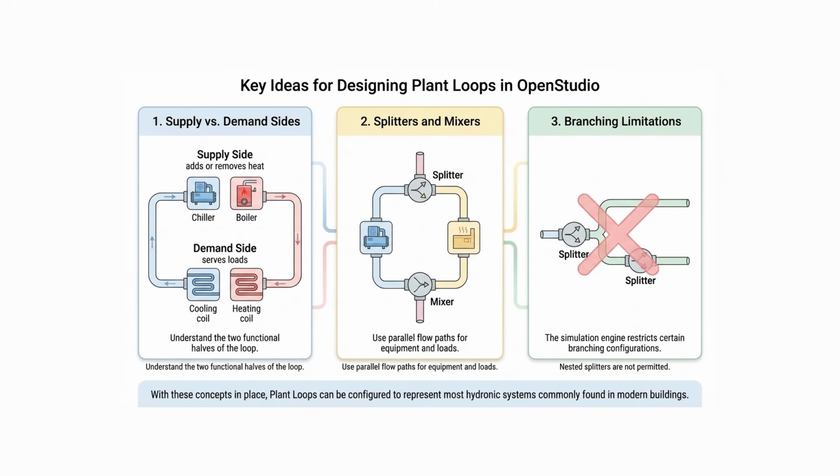When designing plant loops in OpenStudio, it's helpful to keep three ideas in mind. First, the distinction between supply and demand sides. Second, the use of splitters and mixers to create parallel flow paths. And third, the branching limitations imposed by the simulation engine. With these concepts in place, plant loops can be configured to represent most hydronic systems commonly found in modern buildings.